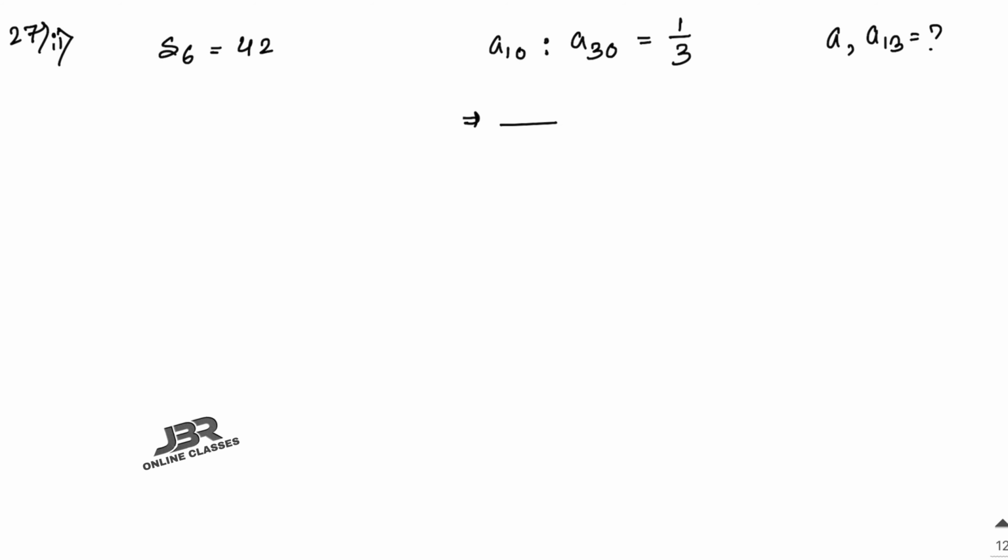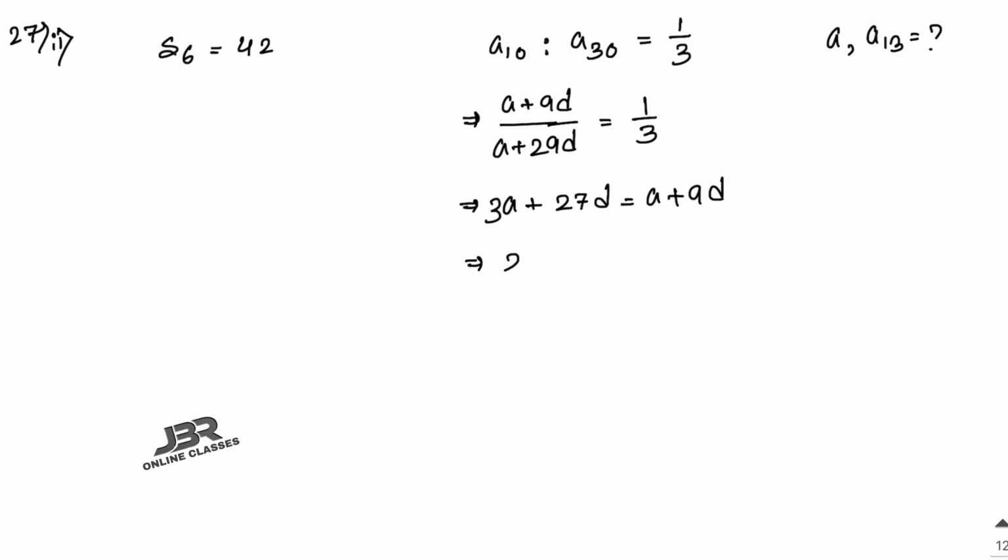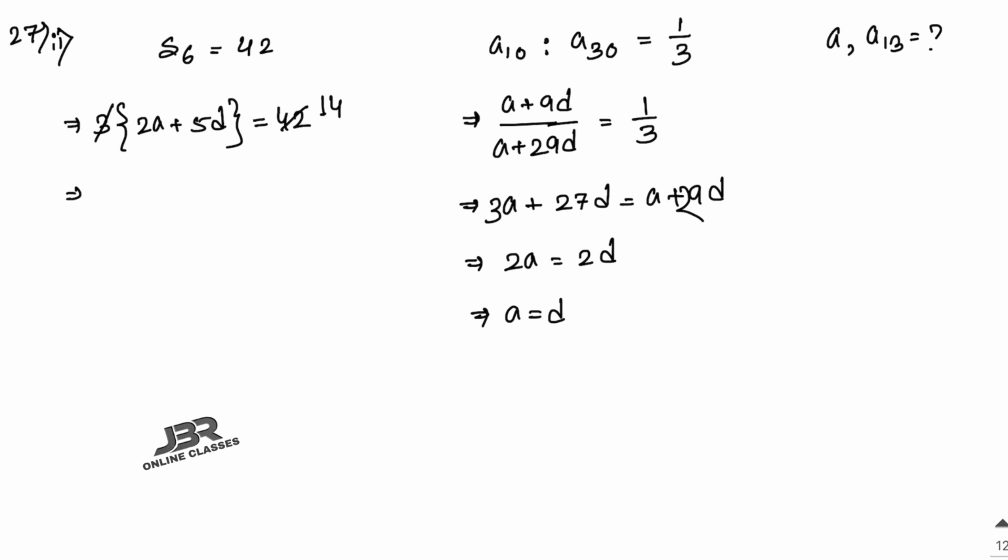As A10 means A plus 9D and A30 means A plus 29D, that equals 1 by 3. So cross multiply: 3A plus 27D equals A plus 29D. So 2A equals 2D, that means A equals D from that equation. The sum of six terms means 6 by 2, that is 3, times 2a plus 5d, which equals 42.